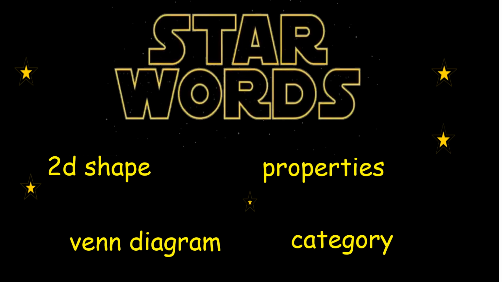We're also learning about Venn diagrams today. So Venn diagram is another star word. We're going to find out what that is a little bit later on. And to use a Venn diagram, we need to know about different categories. So this is another star word for today.